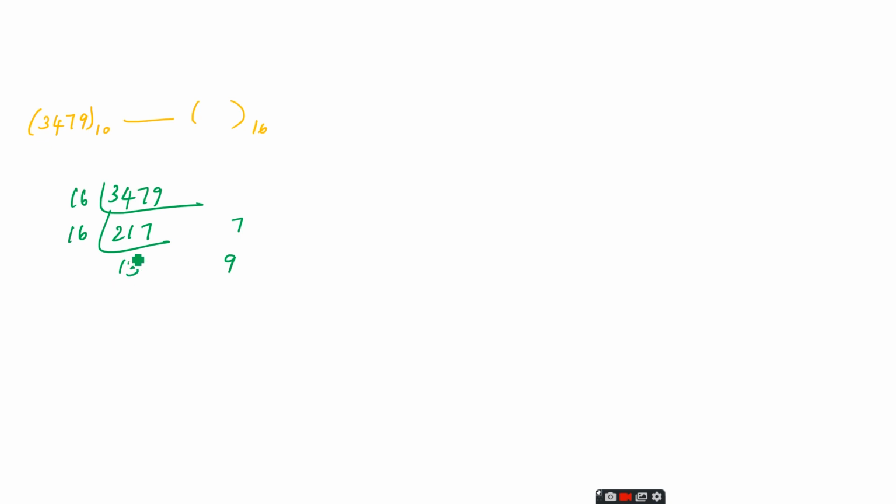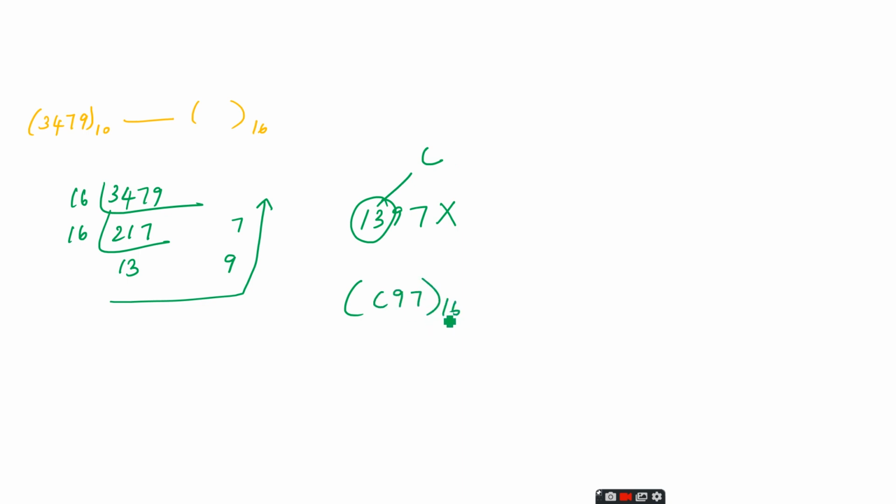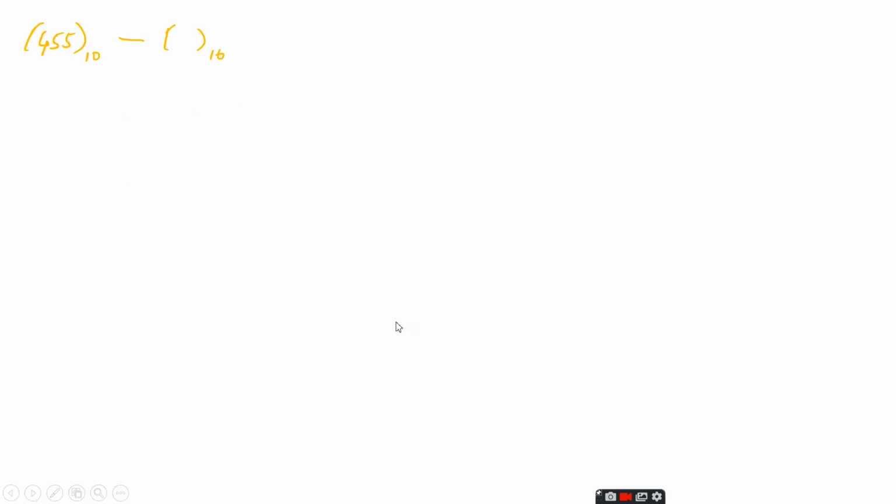Now it is not possible to divide 13 by 16, so we'll write stop. So we'll stop right here and we'll write down the answer. Now we'll write the answer from bottom to top. There is a chance of writing it like this: 13, 9, 7. It is wrong because in hexadecimal representation 13 is represented as C. So the answer will be C 9 7 base 16. This will be the answer.